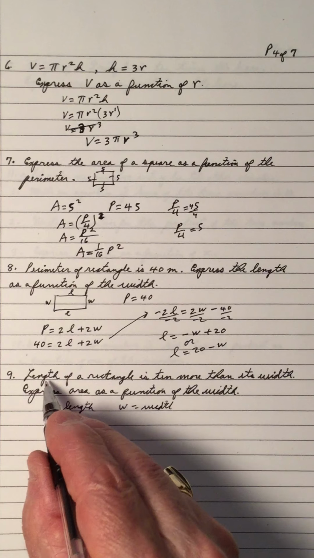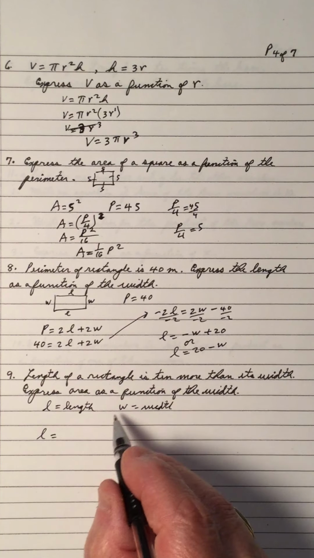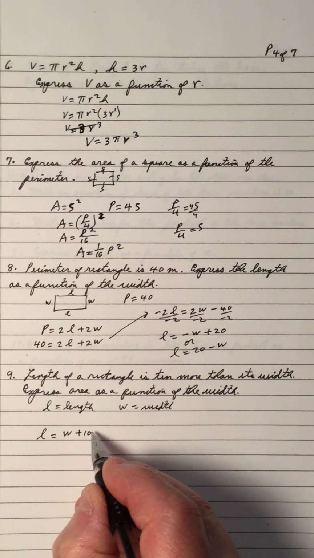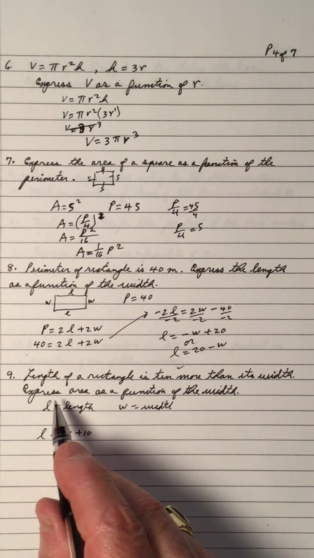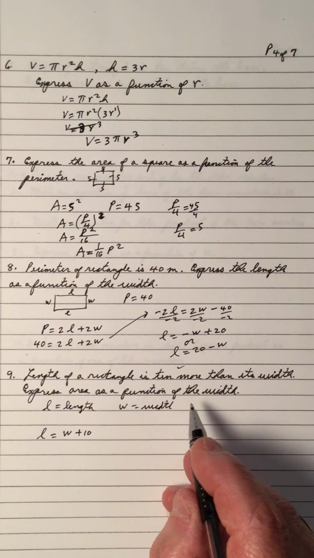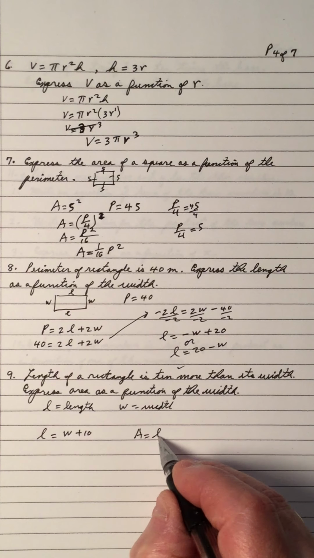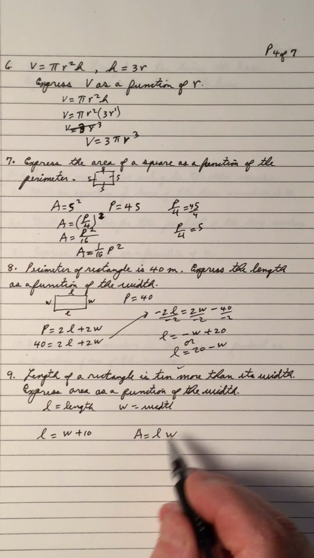So the length of a rectangle is 10 more than the width, so it's the width plus 10. We have this equation coming out of this sentence. Now I want the area as a function of the width. So the area of a rectangle is length times width. We want the area as a function of the width.